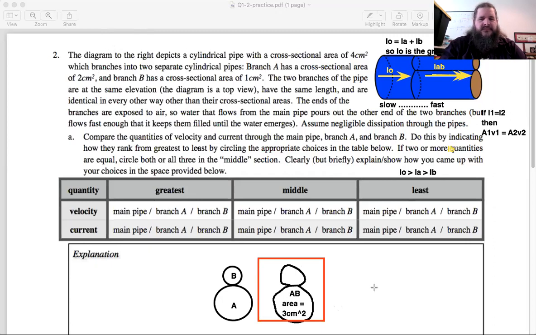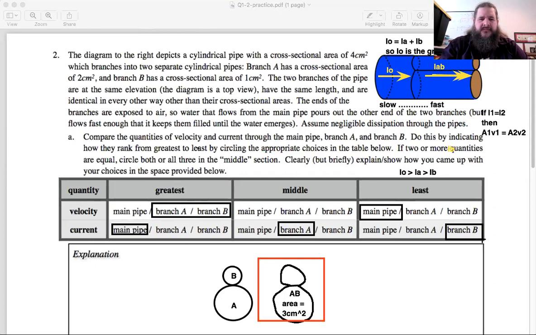Okay, thank you. So when circling the answer, greatest, middle, least, we definitely know that A and B are going faster than O. So I think the branches A and B would both have the greatest speed. Wait, that's current. A and B would both have the greatest speed. Main pipe would have the slowest speed. And then we found earlier that main pipe has the greatest current, and A has a little bit less current and B has the least current.